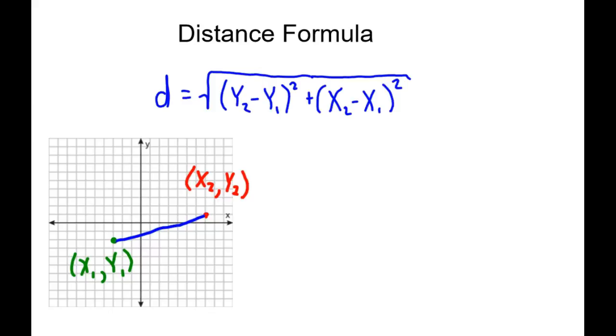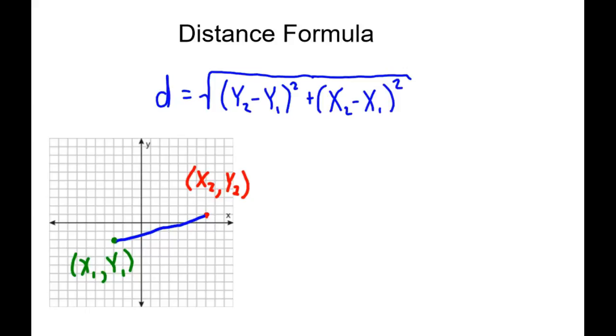The first one we're going to discuss is the distance formula. The formula we're going to use is d equals the square root of (y2 minus y1) squared plus (x2 minus x1) squared. If we look at a coordinate plane, we have our x-axis and our vertical y-axis. If we pick two arbitrary points, our first ordered pair is x1, y1, and our second point is x2, y2. The distance formula allows us to find the distance between these two points on the coordinate plane.